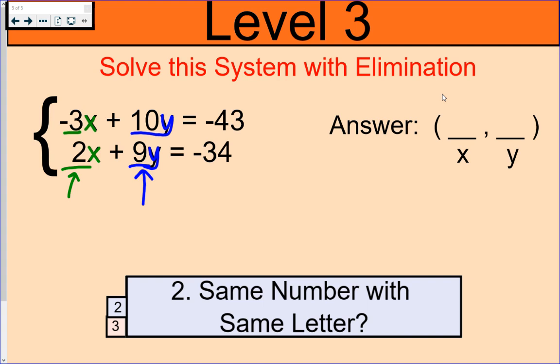Now my hint for you is, in this example, we're just going to pick a letter, either x or y. Just looking at the numbers, I know I'm going to want x a lot more. So let's just focus on the letter x for a second. The way we can get the same number with the same letter is that we're going to multiply both of our equations by the opposite number. And here's what I mean by that.